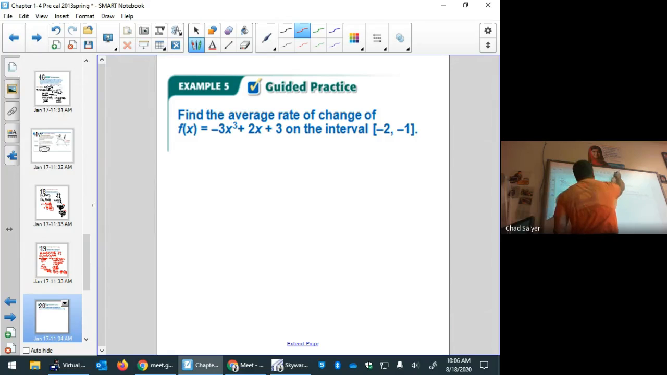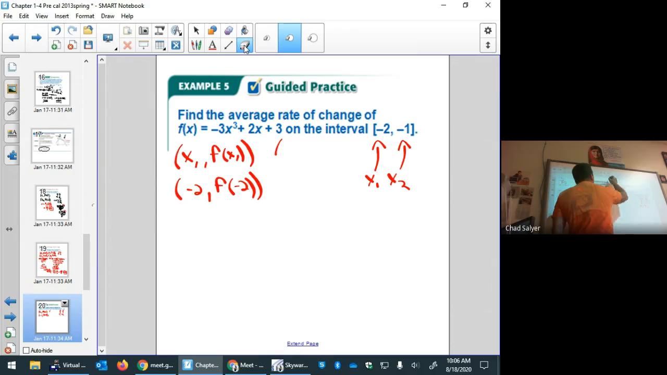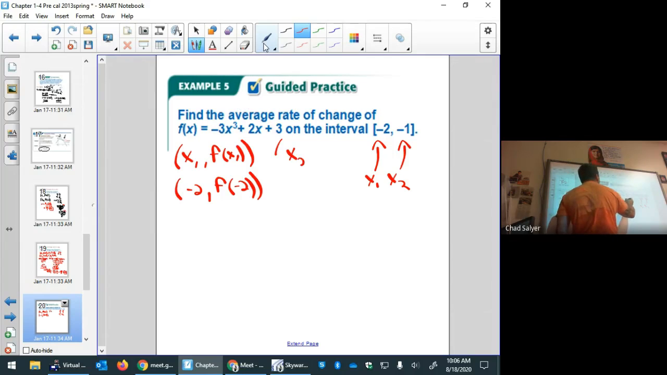Okay, so let's check. Once again, we have an x1 and an x2 here. So our first point is x1 comma f of x1, which is going to be negative 2 comma f of negative 2. And then our second point is x sub 2, and then f of x sub 2, which in this case is negative 1 comma f of negative 1.